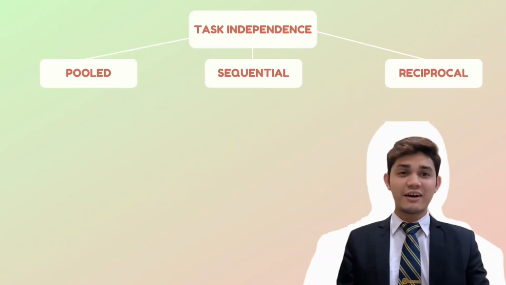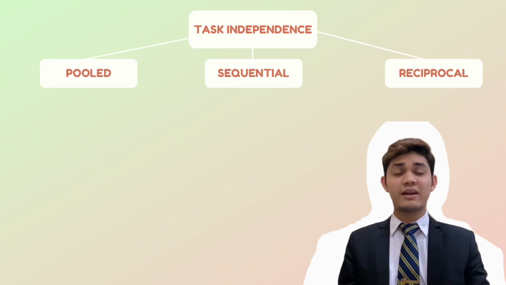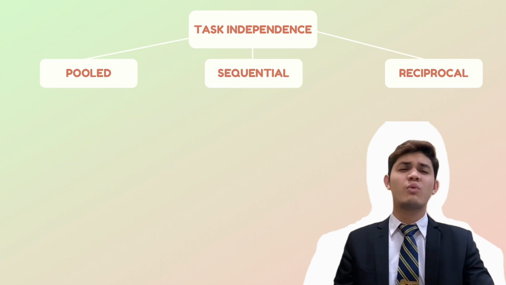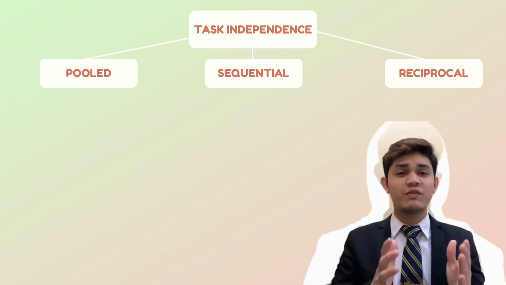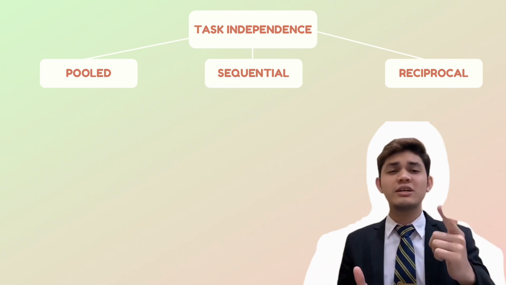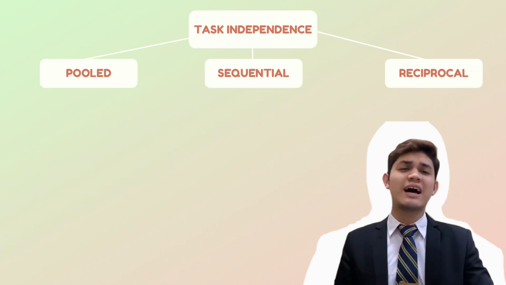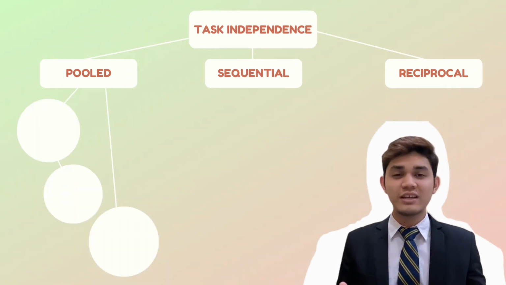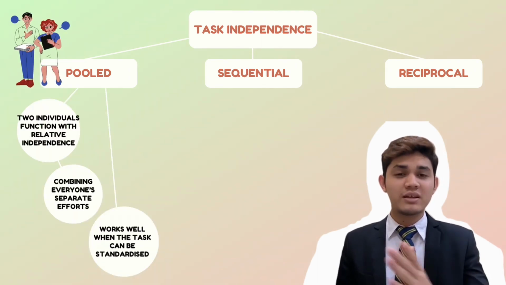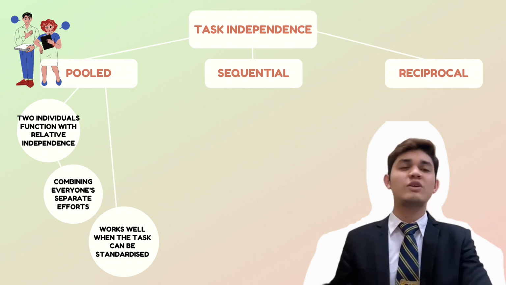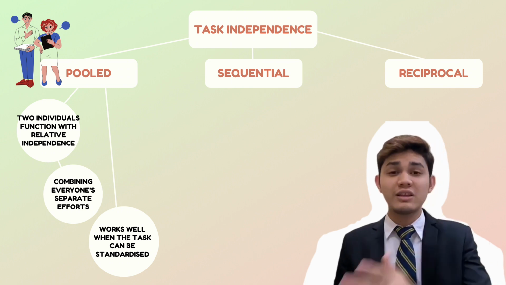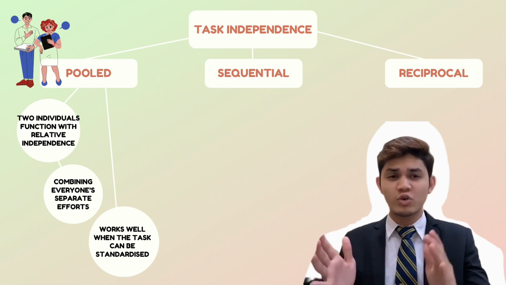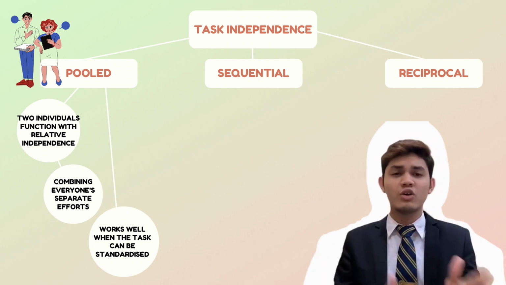Within the manufacturing arena, the term task interdependence describes the manner in which different business units are reliant upon one another during the production phase. Pull, reciprocal, and sequential relationships are the three types of interdependence relationships. Firstly is pull. Pull interdependence occurs when two individuals function with relative independence, but their combined output contributes to the group's or organization's overall goals.